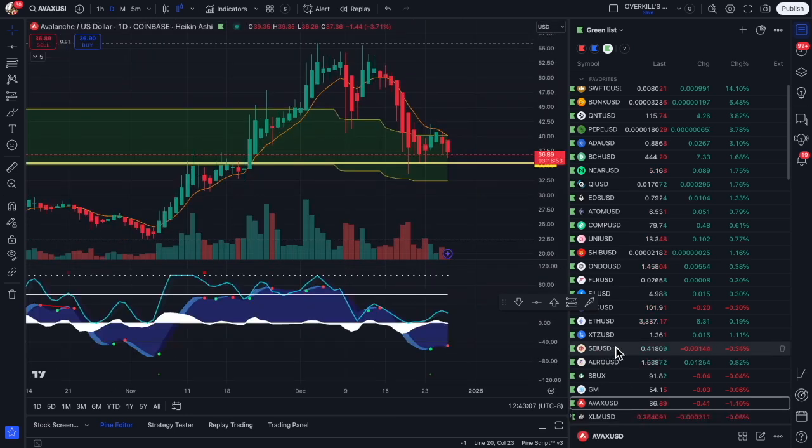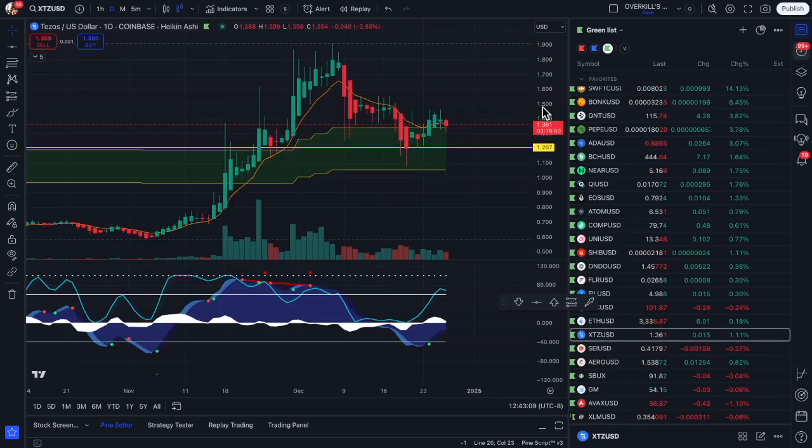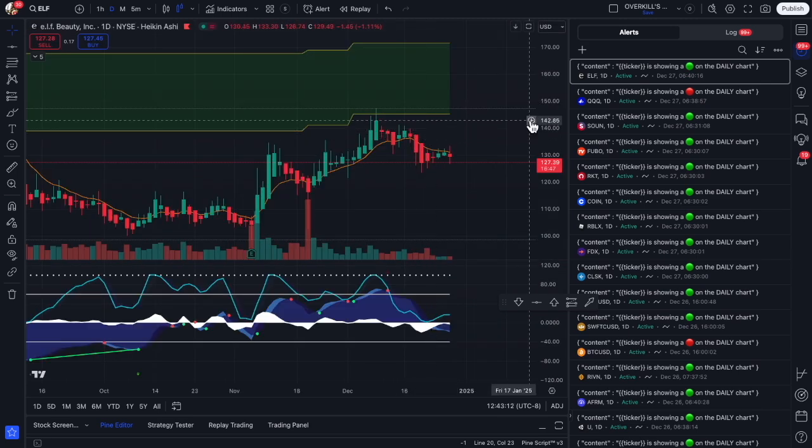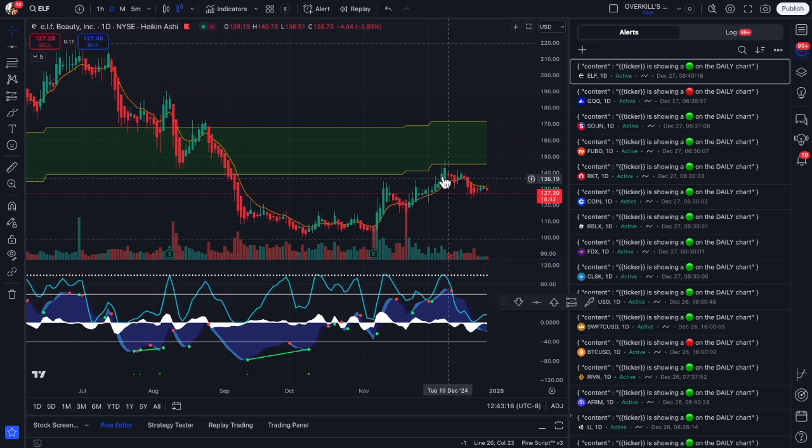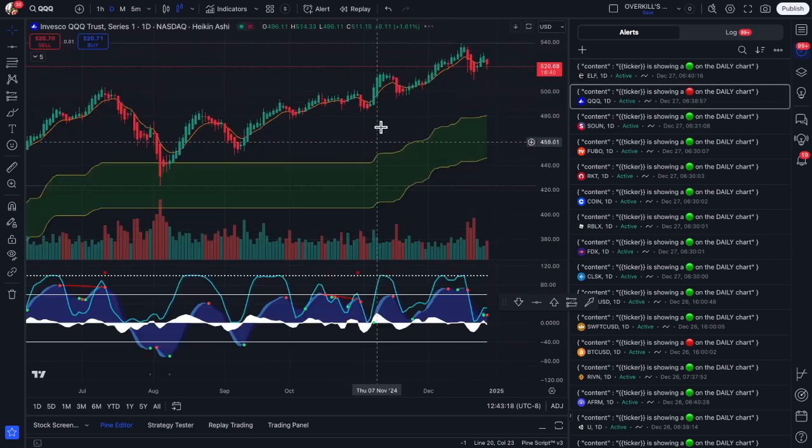I mean, on every single crypto right now, guys. It works with stocks and cryptocurrencies. You could even look at names today. So ELF is down below it. So again, we don't want to buy names that are down below it. So I just skip right over that one.